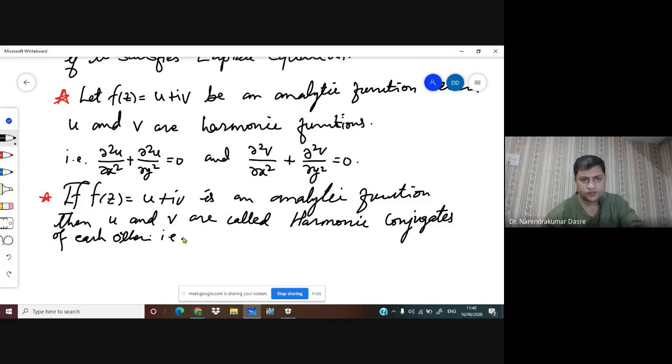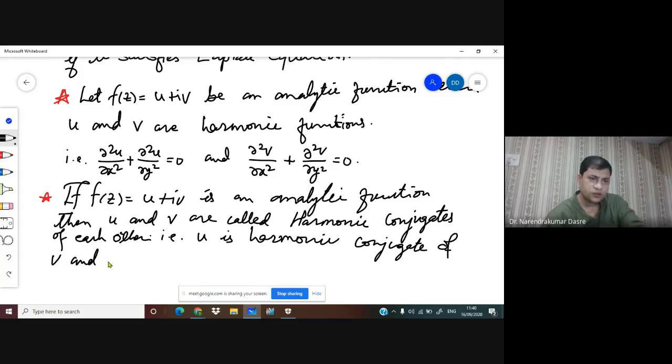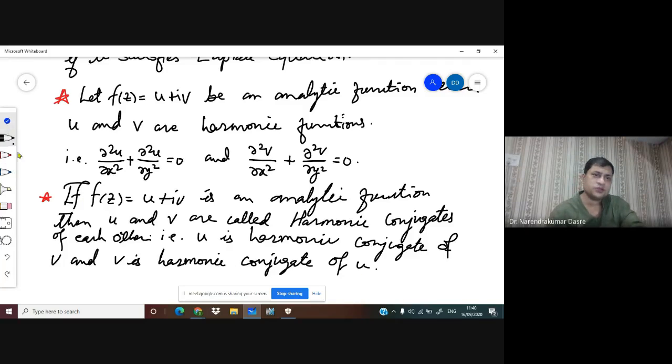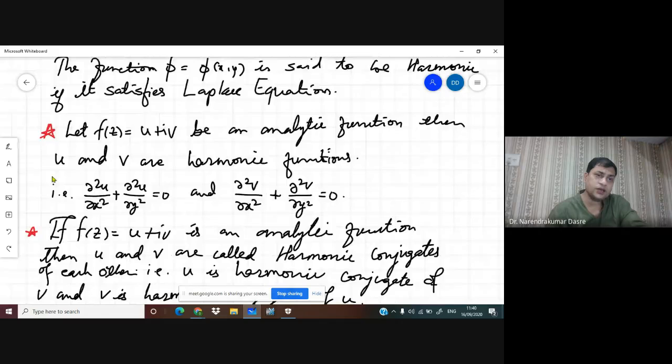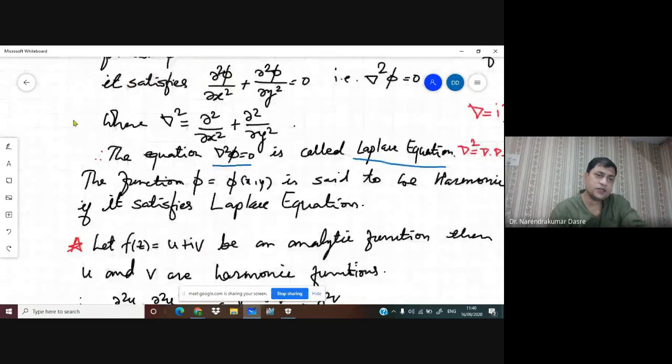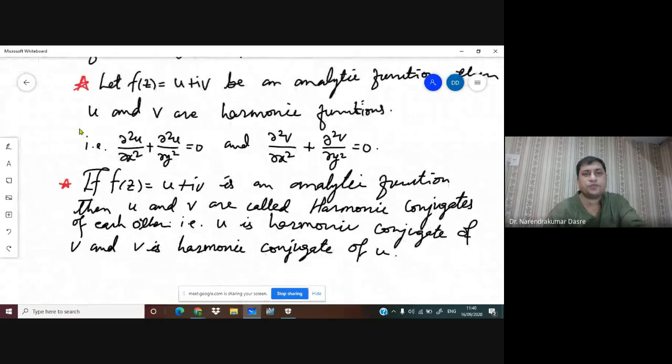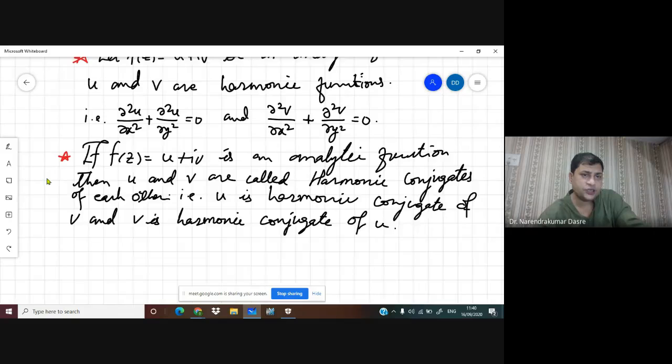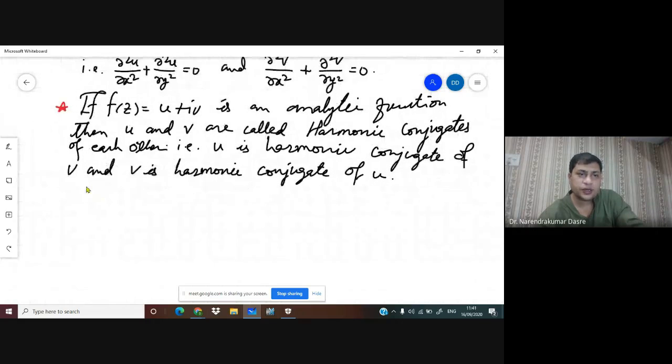Okay, so that is, u is harmonic conjugate of v, and v is harmonic conjugate of u. So this is how the harmonic function concept is related to the analytic function. If f of z is analytic, then these are harmonic. And moreover, u and v are called harmonic conjugates of each other.